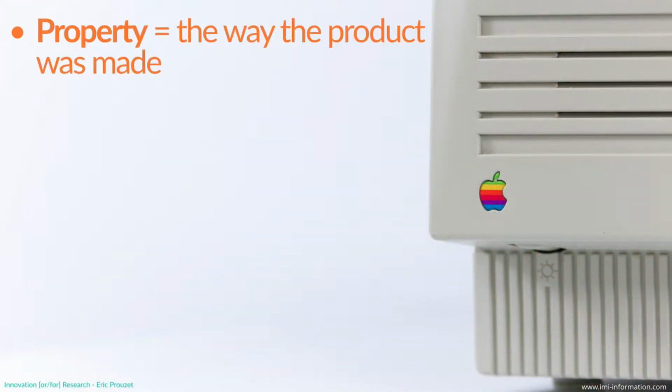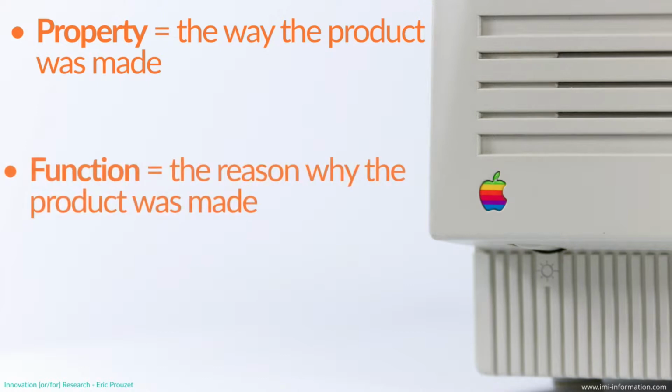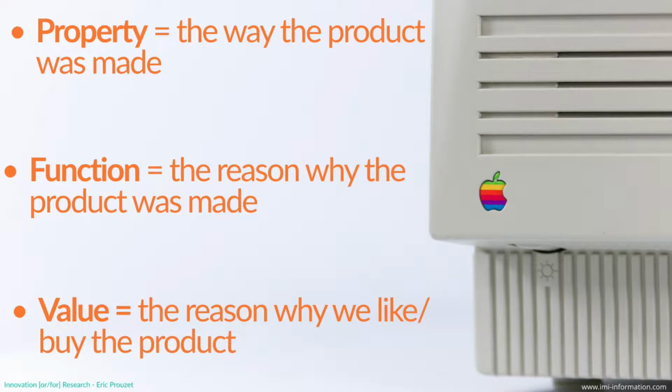In other words, we can define the property as the way the product was made. How we combine different features, different properties, different structures to build the system, the material. The function is the reason why the product was made. And the value is the reason why we buy the product. And when we look from the property to function to value, this logical path is what we usually follow when we do research. Starting with the property of a molecule we discovered, we try to combine it with something to make it have a function, and finally claim that this function is something we can sell.